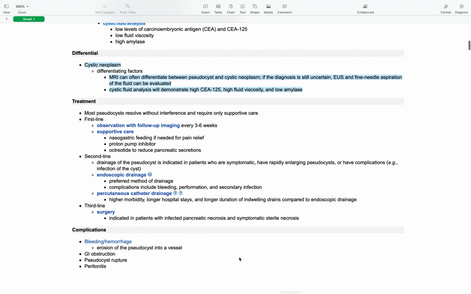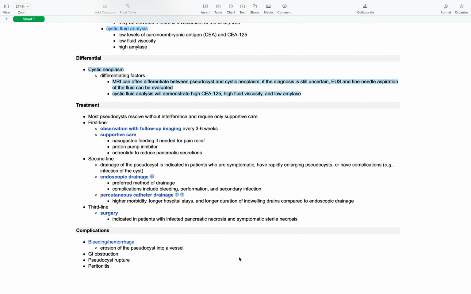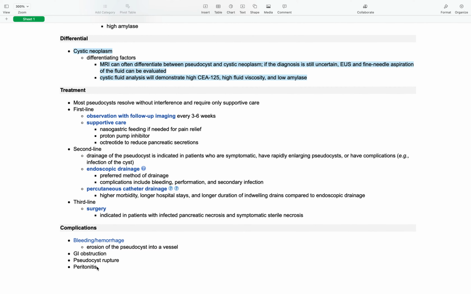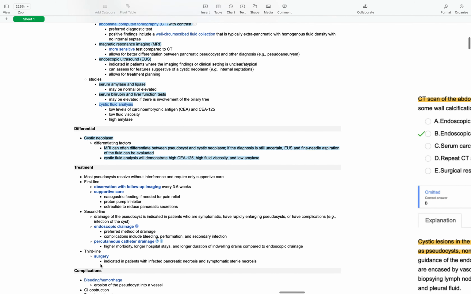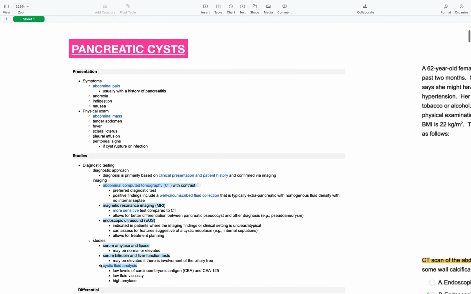What are the complications of a pancreatic cyst? It may rupture, resulting in peritonitis, bleeding, hemorrhage, GI obstruction, or a pseudocyst rupture. So these are the complications of a pancreatic cyst. Now let's solve a question from UWorld.